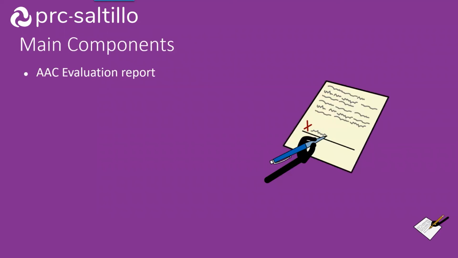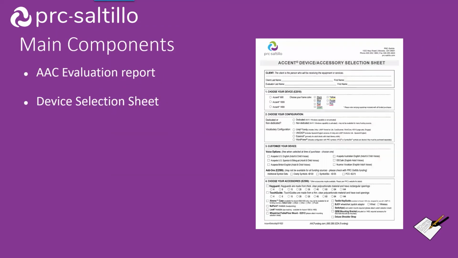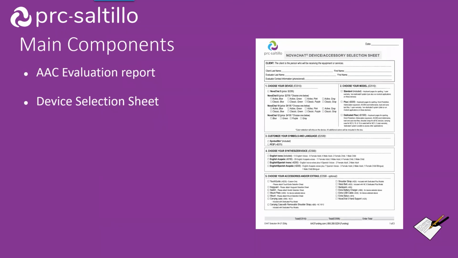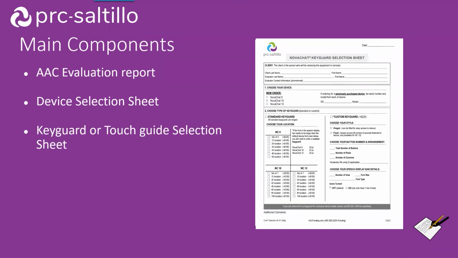The main components of our checklist are going to be the evaluation report, the device selection sheet, and the key guard or touch guide selection sheet, which is part of that device selection sheet. If you don't need a key guard or touch guide, skip pages 2 and 3, just submit page 1.